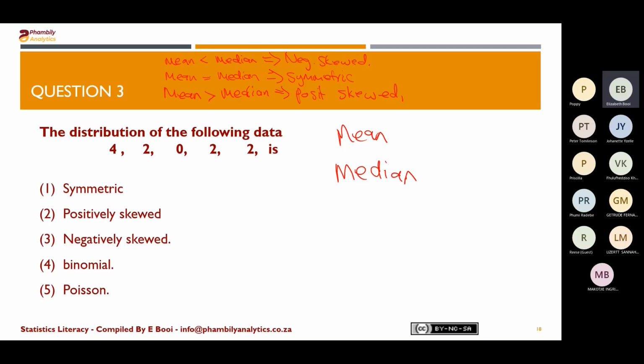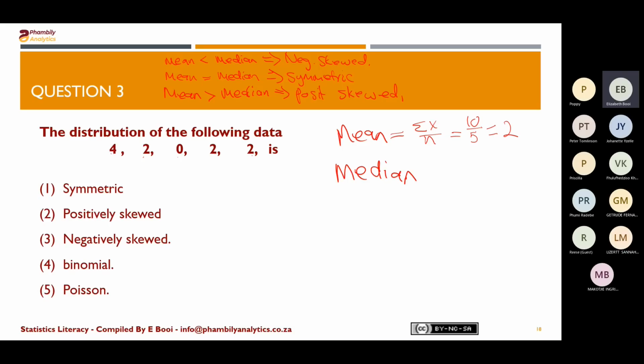Now, the mean is easy to calculate. Remember, it's the sum of all observations divided by how many there are. It means adding all of these numbers: 4 plus 2 plus 0 is 6, plus 2 is 8, plus 2 is 10. So we have 10 divided by how many there are? 1, 2, 3, 4, 5. Remember, 0 is also a number, you cannot discard it. So then the mean is 2.